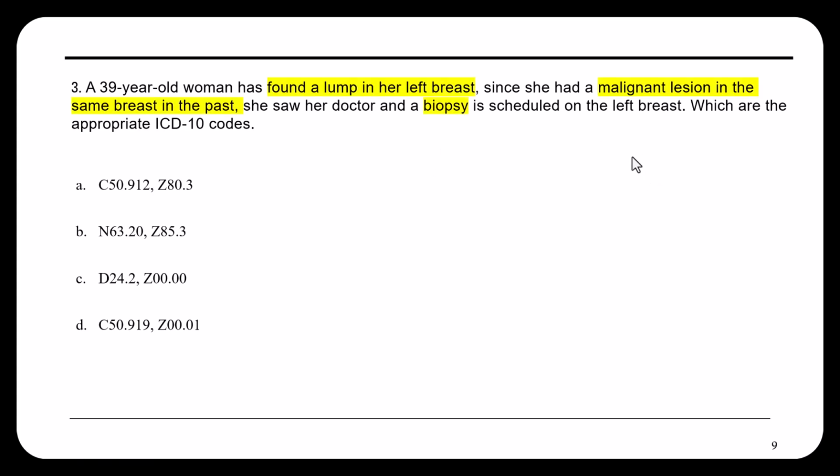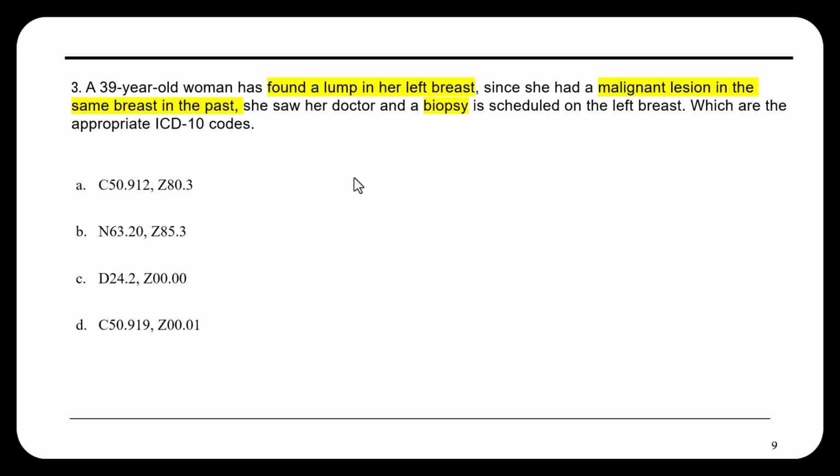So we found something in her left breast, a malignant lesion in the same breast in the past, and she's being scheduled for a biopsy. As I look at my answers, I see A and D both have a C code. The easiest way I've always remembered C codes is C is for cancer. But this woman doesn't have cancer. She had cancer, but we don't know if it's malignant or benign. So A or D wouldn't be your answer.